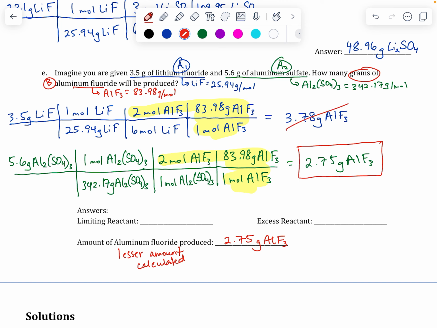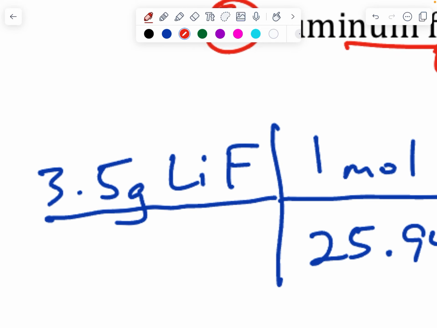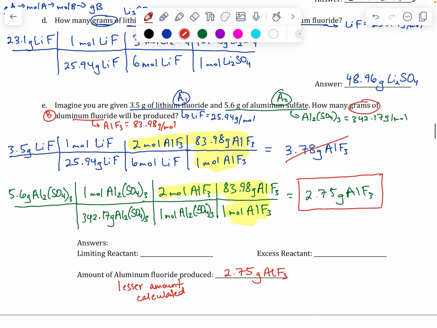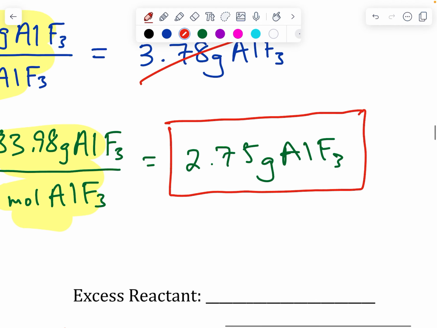Right? And so effectively we can just get rid of the other one, because we can't make that much. In theory, we would be able to if this is the only value that we had to work off of. But because we know how much of the other reactant we have, now we know that we wouldn't be able to make 3.78 grams of this product. We would only be able to make this and stop.